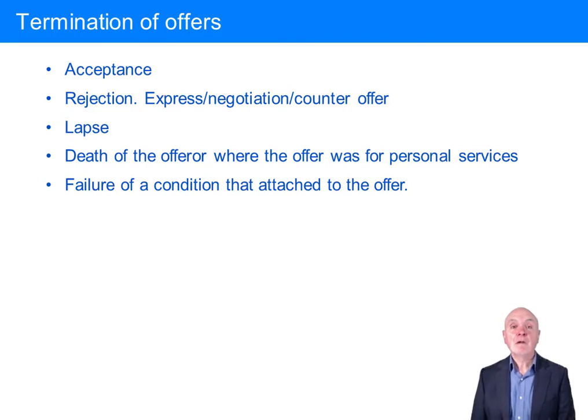Death of the offerer, where the contract is going to be one for personal services. So if I say to you, I will rewire your house for electricity, and I will do this for $5,000, and then a day later I die, you can't then come to my widow or my descendants and say, I accept his offer. Obviously, I'm beyond being able to do that. Note that this is for personal services. If it was for the sale of a car, then that could still potentially be accepted.